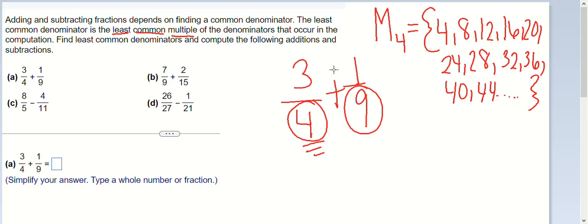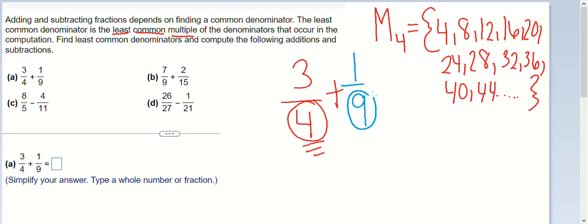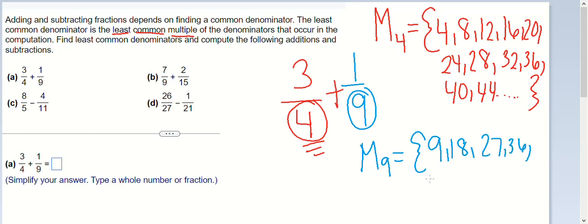So now I'm going to pick a different color for 1/9. I'm going to go with blue just to keep this organized for us. So now I've got my 1/9. 9 is my denominator. So now I need all the multiples of 9. So again, I'm just going to skip count by 9s. 9, 18, 27, 36, 45, 54, and so on.